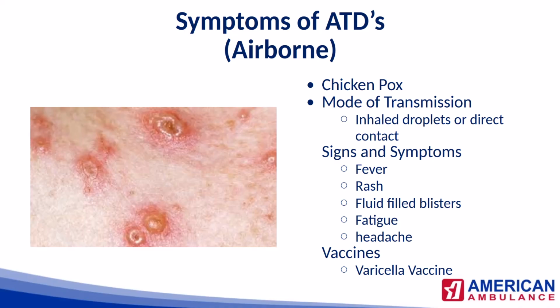Fortunately, there is a vaccine for the varicella virus which is highly effective in preventing chickenpox. This vaccine is typically administered in 2 doses. Additionally, the vaccine not only protects individuals from chickenpox but also helps prevent the spread of the virus within communities, reducing the risk of severe disease and complications.